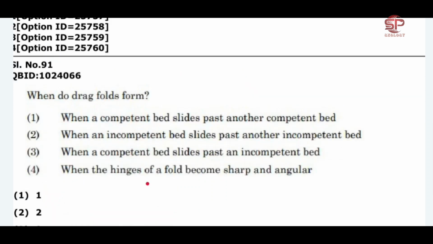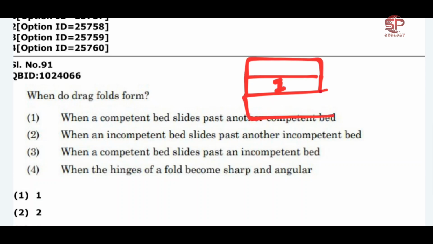It will be one. When do drag folds form? So drag folds form when an incompetent bed is sandwiched between two competent beds. If an incompetent bed is sandwiched between two competent beds, due to shearing, the drag fold would form in the incompetent bed.